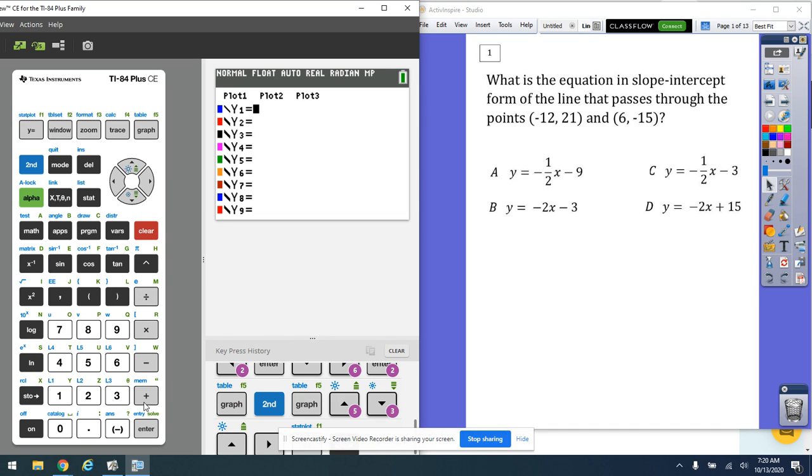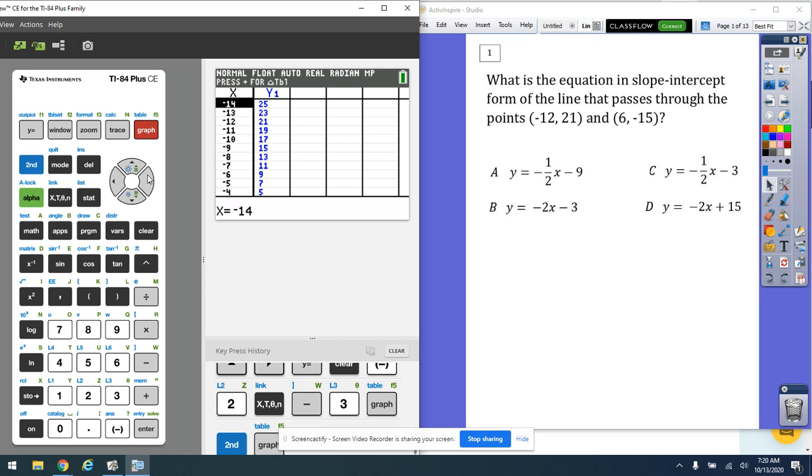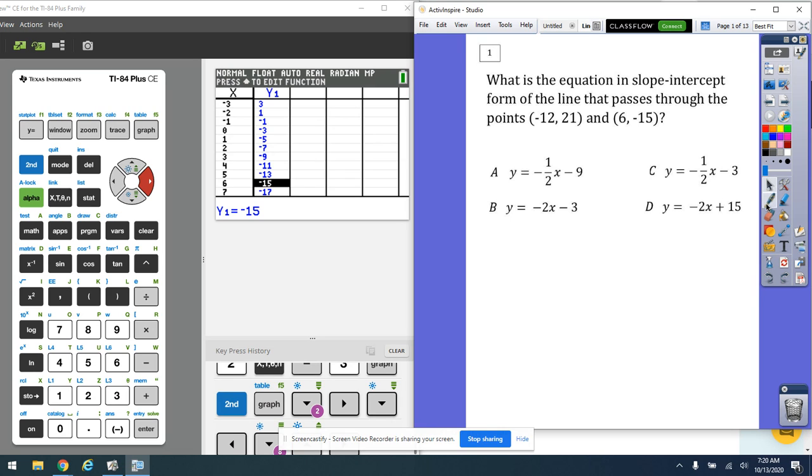It starts off with -2x -3, and then I'm going to graph that one as well. Second, table, and I take a look. This time I see a -12 and a 21, so that works for this point, but we have to make sure both points work. Now I go to my x of 6, go down to 6, and 6 is -15, and hey, that one works. So those two points work for this problem, which means my answer choice for this one is B.